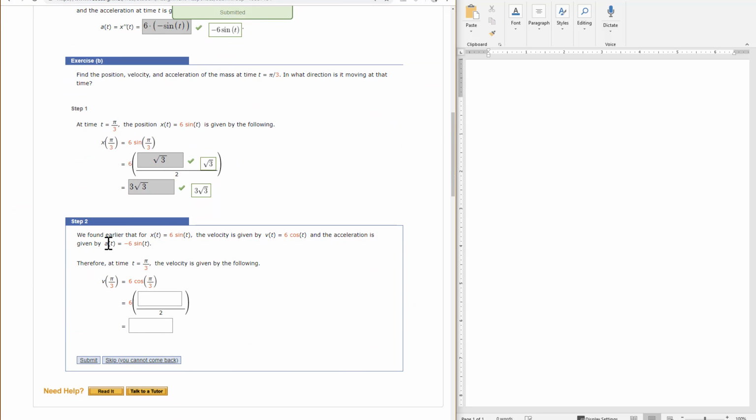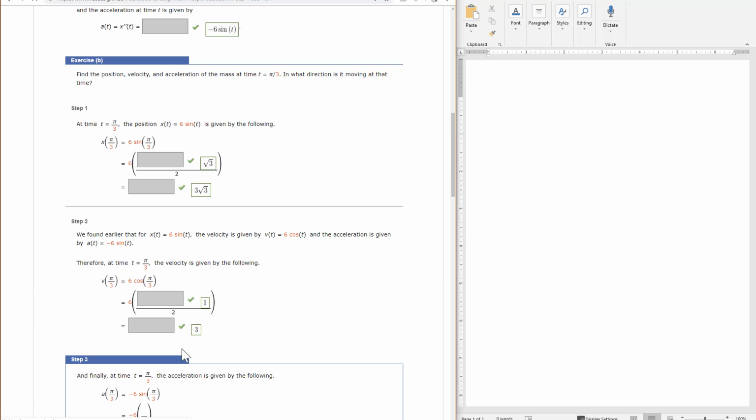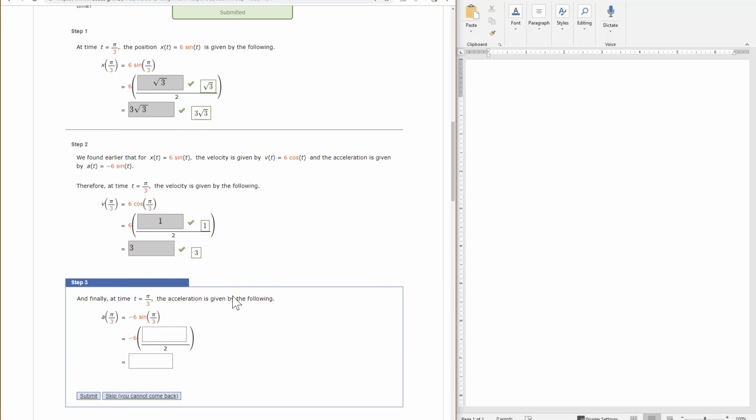Now that we have our position, we'll find the velocity. To find the velocity, we take the first derivative of the position, and we get 6 cosine t. And so the velocity at time t equals pi over 3 is 6 cosine t evaluated at pi over 3. So cosine of pi over 3, I think it's 1/2. 1/2 times 6 is 3. Oh yeah, that's good.